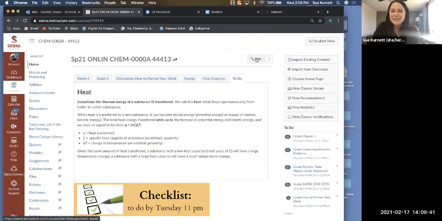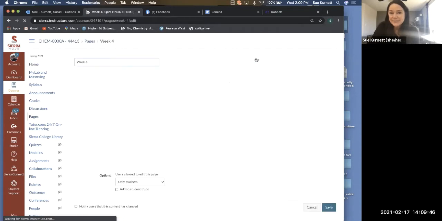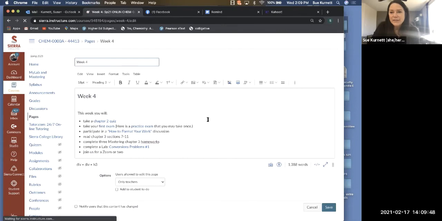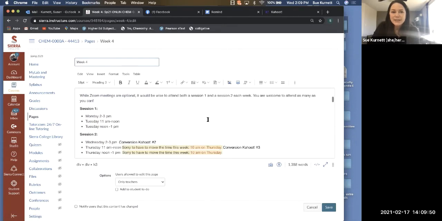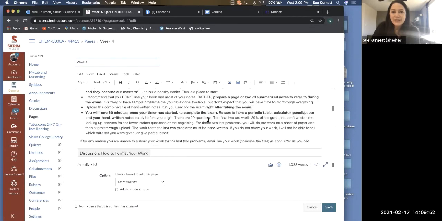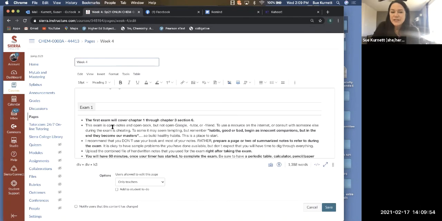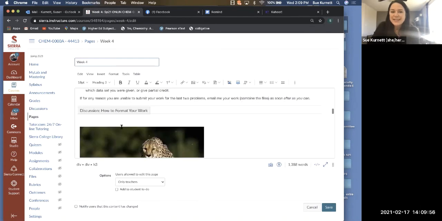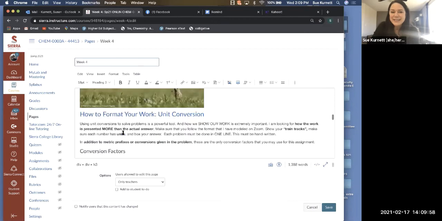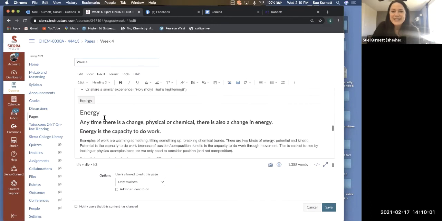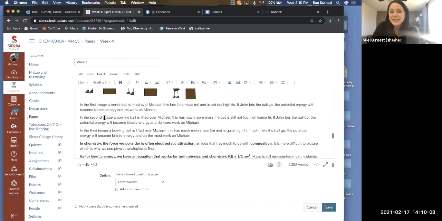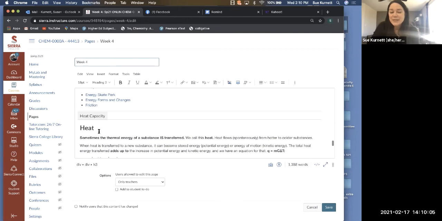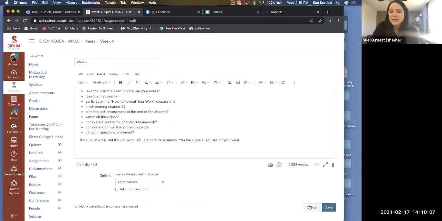And then I thought, oh shoot, what'd I do? Let me fix that. So I clicked on edit. This is all on one page that I've assembled into tabs. So there's the first page. Here's the exam one tab with information about exam one. Here's the discussion tab with information on the discussion. Here's the energy tab with energy. Okay, so everything's fine. The heat capacity. Okay, so it's all fine.